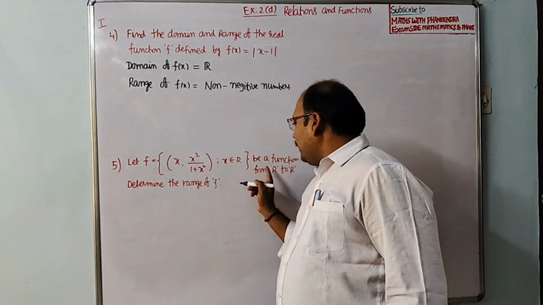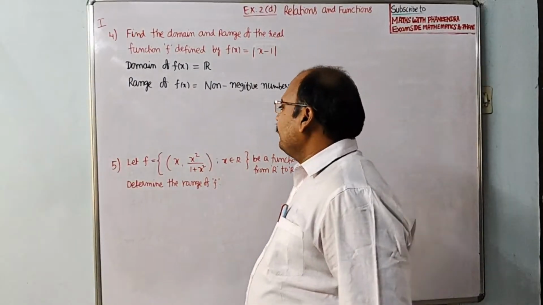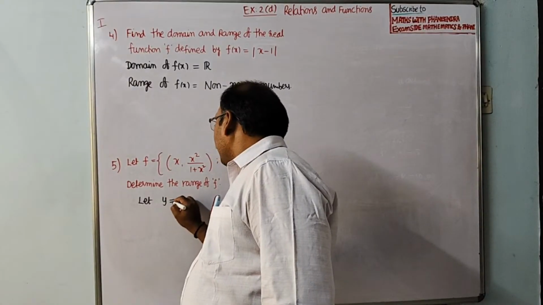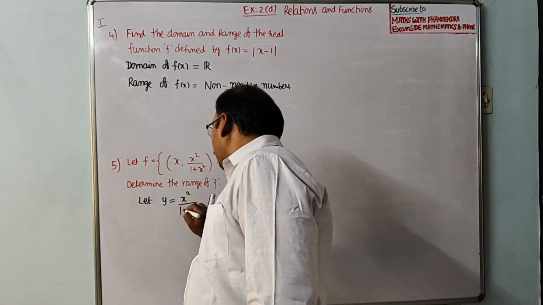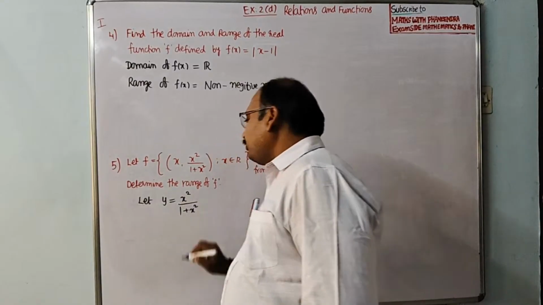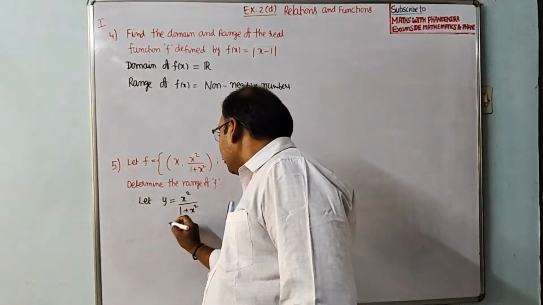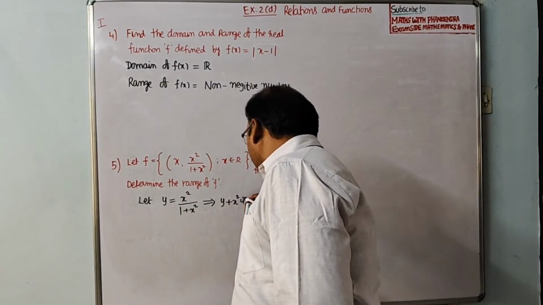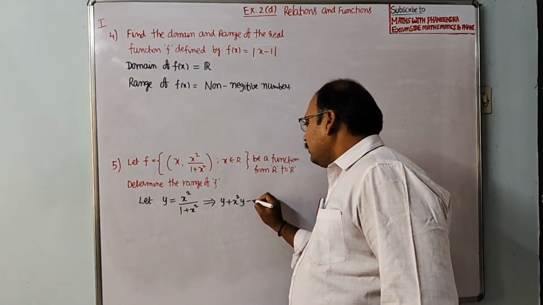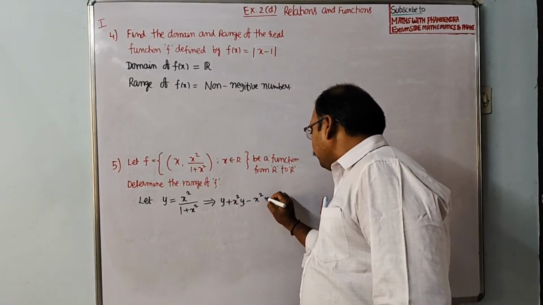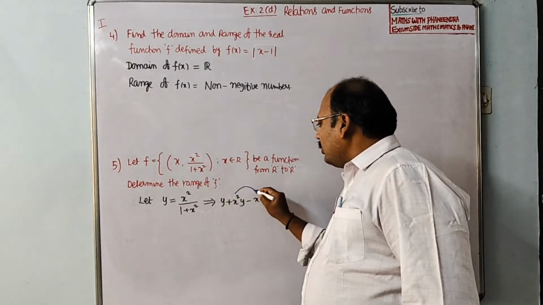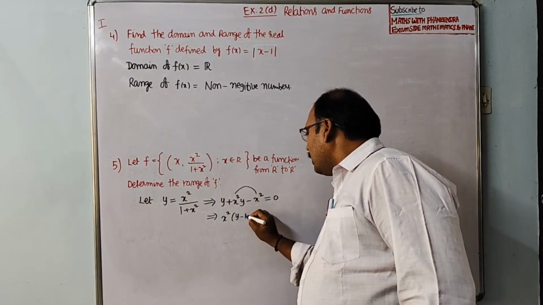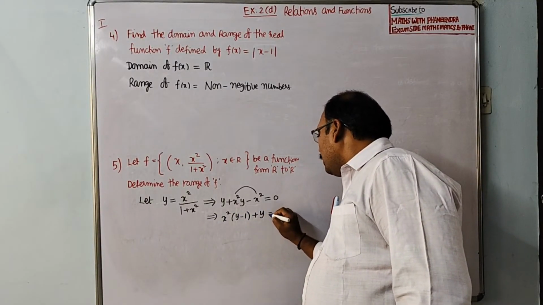Here they are asking to find the range of the function. So let y be equal to x squared by 1 plus x squared. Cross multiply: y plus x squared y, sorry, y plus x squared y minus x squared equal to 0. From this, x squared into y minus 1, plus y equal to 0.